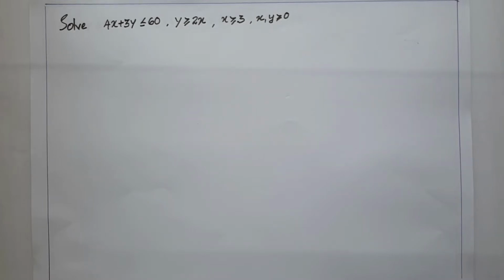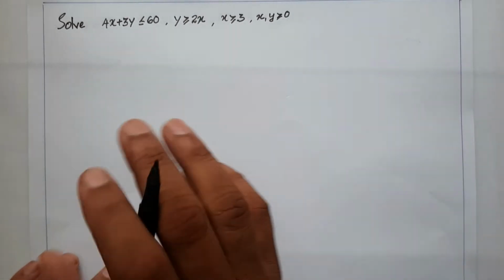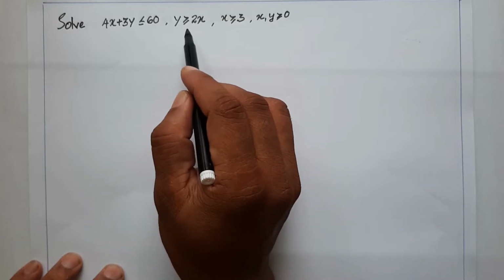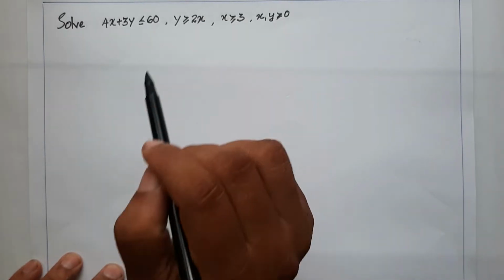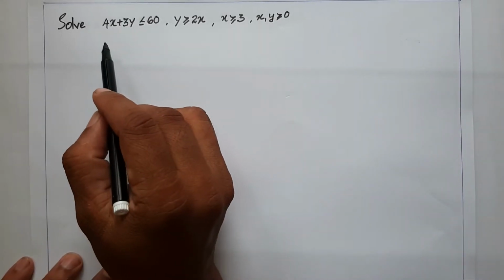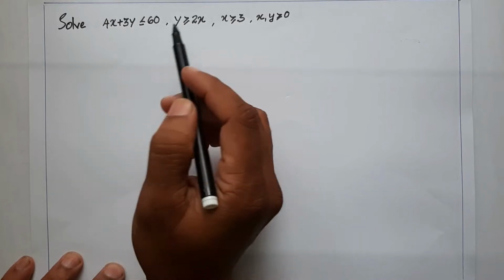Our next question is, solve 4x plus 3y less than or equal to 60, y greater than or equal to 2x, x greater than or equal to 3, x, y greater than or equal to 0. Actually, it's a very simple question, but there is some confusion in making a table using the inequality y greater than or equal to 2x. So we will discuss this question.